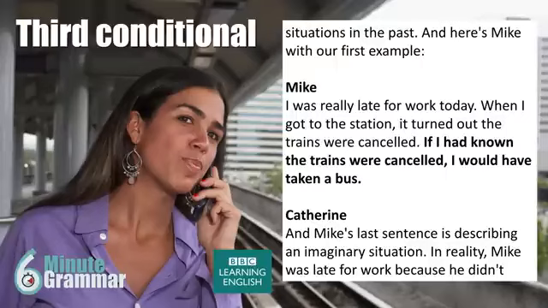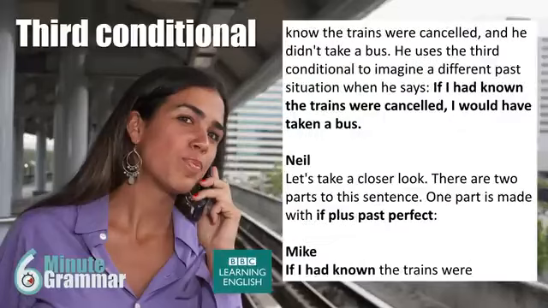And Mike's last sentence is describing an imaginary situation. In reality, Mike was late for work because he didn't know the trains were cancelled and he didn't take a bus. He uses the third conditional to imagine a different past situation when he says, if I had known the trains were cancelled, I would have taken a bus.